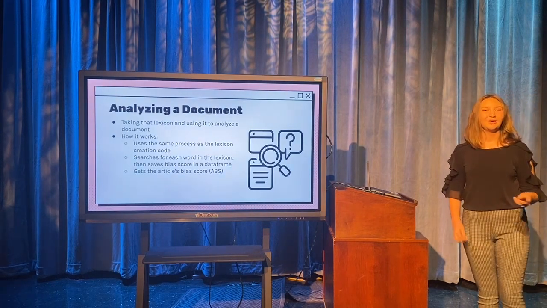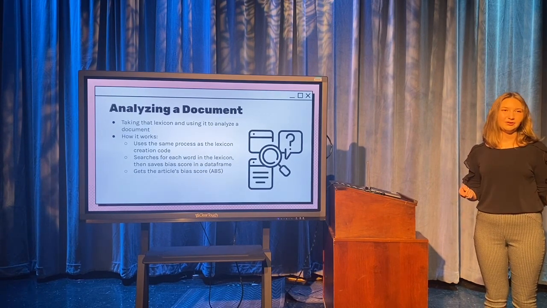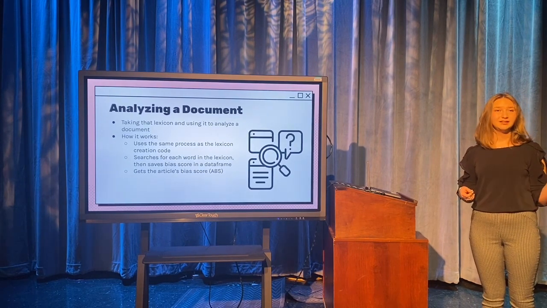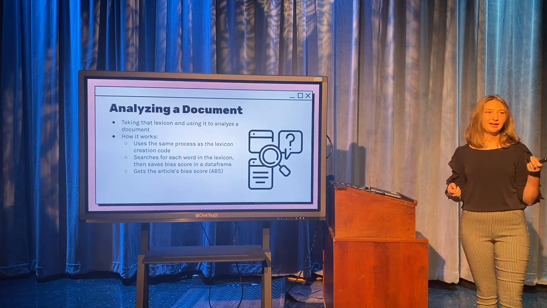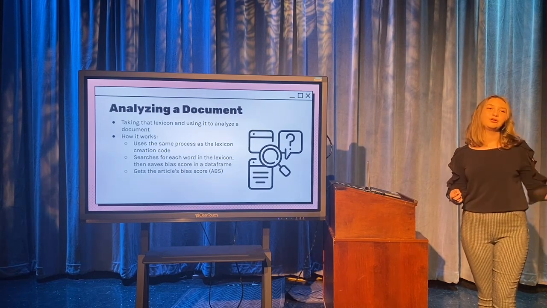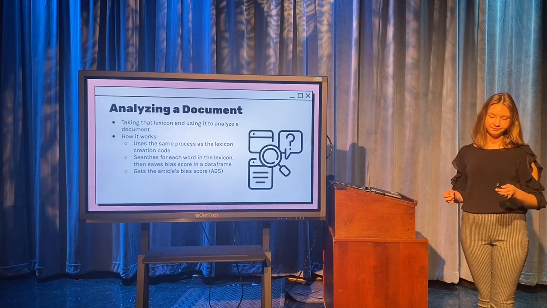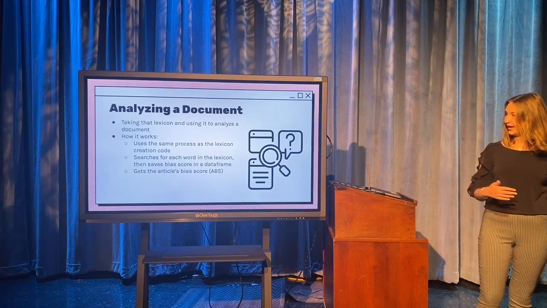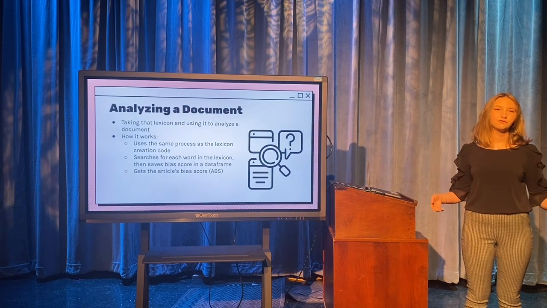So it says, okay, so the word science is included in this article. Let me go see if it's in the lexicon, and if it is in the lexicon, it pulls its bias score. Bias scores are calculated on a scale from -1 to 1, with -1 being only ever used by Democrats and 1 being only ever used by Republicans. So after you do that, you get a bias score for every word in the article, you average it, and it gets you the overall score for the article.